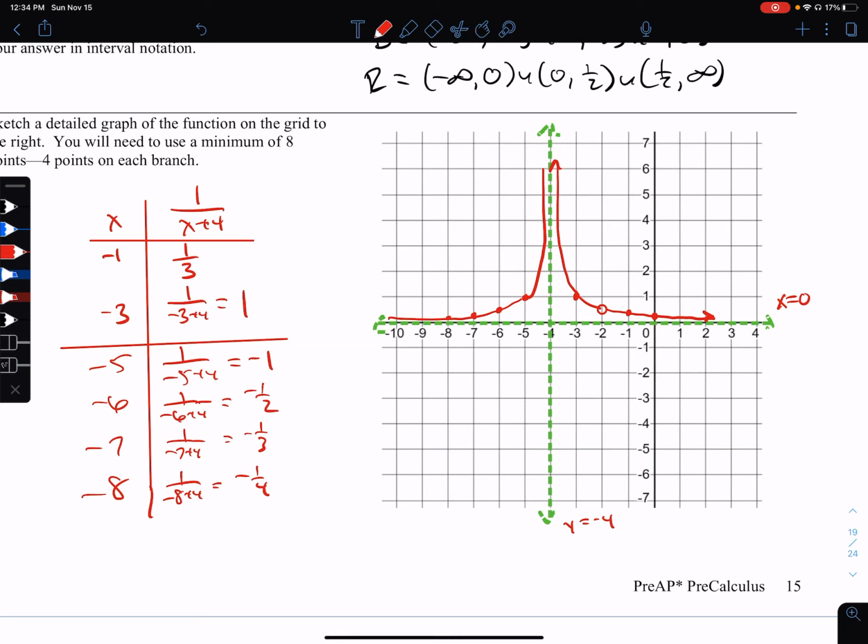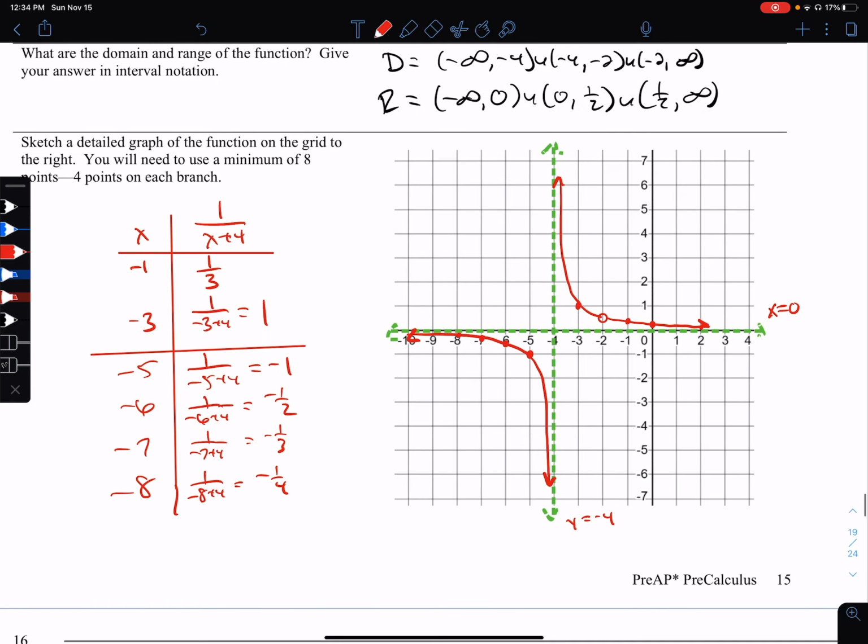Oh, and that's all wrong. These are all negative, and I put them as positive. The shame and horror. -5, -1 is down here. -6, -1/2 is right here. -7, -1/3 is right here. -8, -1/4 is right here. So my apologies for that fiasco. That was embarrassing for everyone. I brought shame onto my entire family.